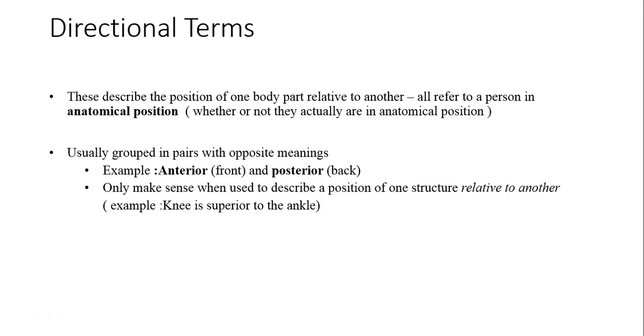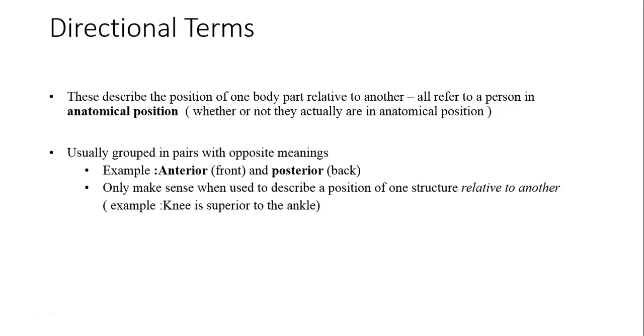We're going to look at directional terms, which describe the position of one body part relative to another, and all refer to a person in anatomical position, whether or not they actually are at that moment in anatomical position. These directional terms are usually grouped in pairs with opposite meanings. For example, anterior is the front, posterior is the back. And these directional terms only make sense when used to describe a position of one structure relative to another.